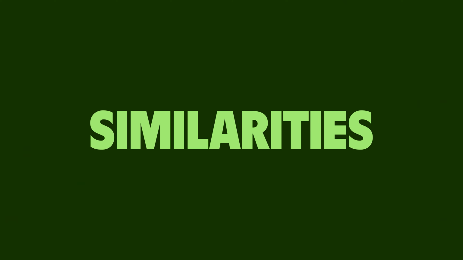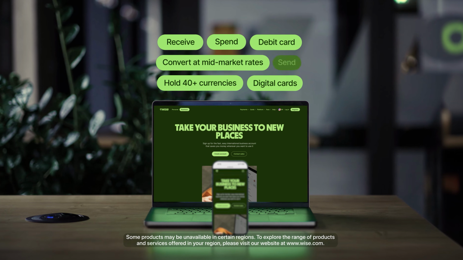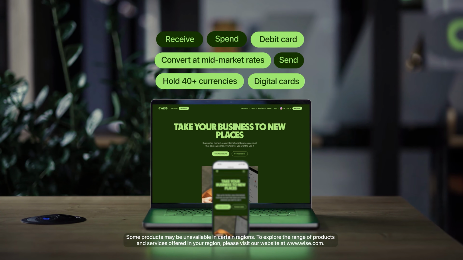So what's the difference? Wise has two types of accounts, the Wise account for personal use and Wise Business. Let's go over their similarities first. With both business and personal accounts, you can count on a low-cost, easy way to send international transfers and receive overseas payments. The personal Wise account is for people living, working, and traveling abroad. It's perfect for anyone who needs to send, spend, or receive money internationally.